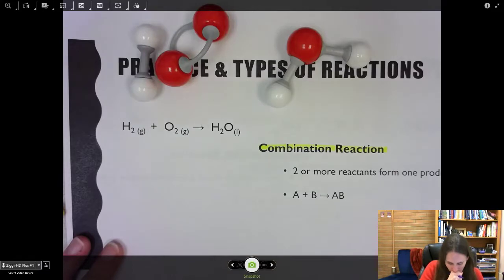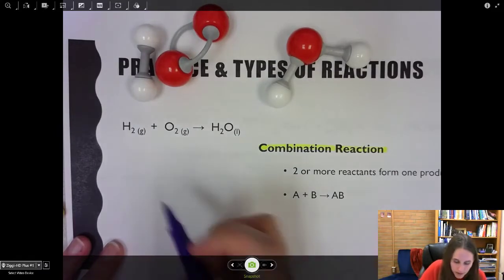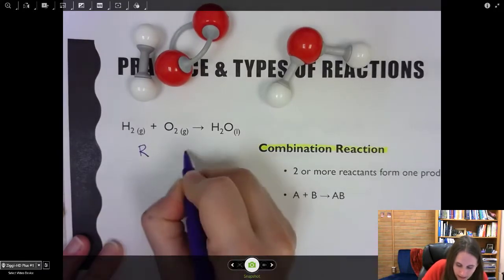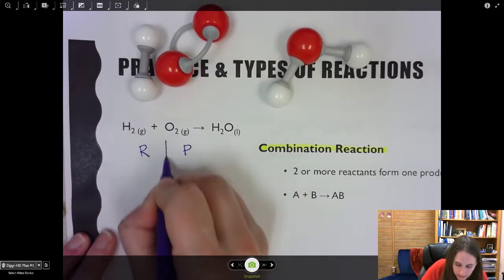Another strategy that a lot of people will use is to create a table for keeping track of the number of atoms on your reactant side versus your product side. So I'm going to show you how that kind of table would work. I have reactant and I have product.